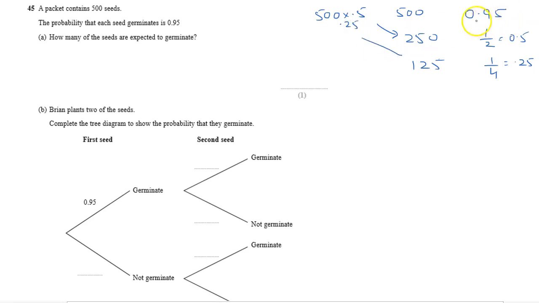But here it is 0.95. So what are you supposed to do? 500 multiply 0.95, it is equal to 475. How many seeds are expected to germinate? 475 out of this.